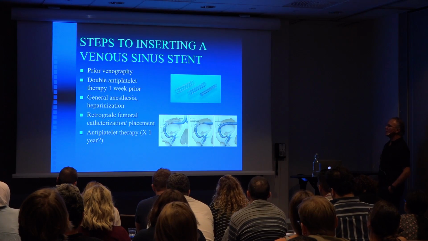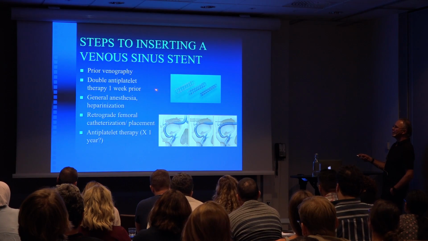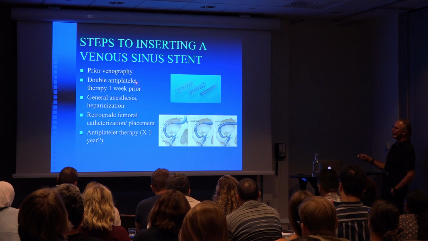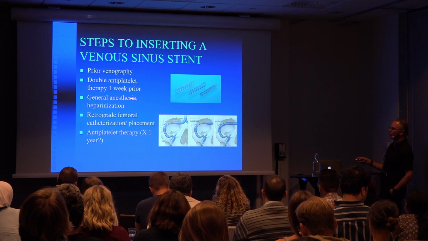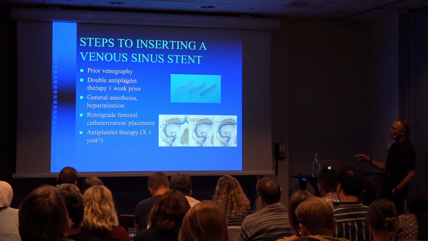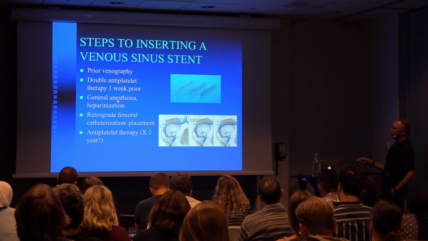Then, what do you have to do to put a stent in? Okay, you've had the venography. To do a stent, you need double antiplatelet therapy for a week prior to the procedure. They're going to be under general anesthesia. They're going to be heparinized in addition to the antiplatelet therapy.